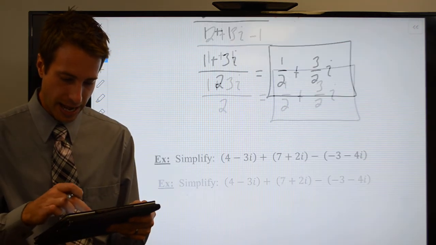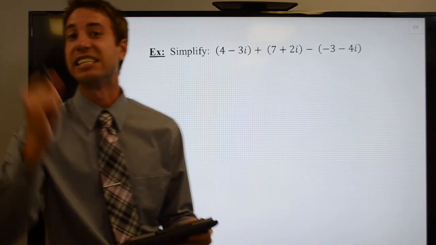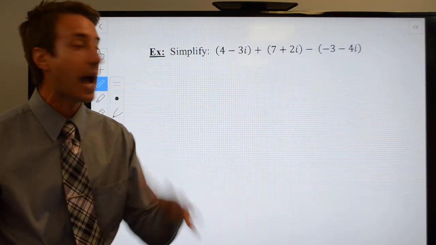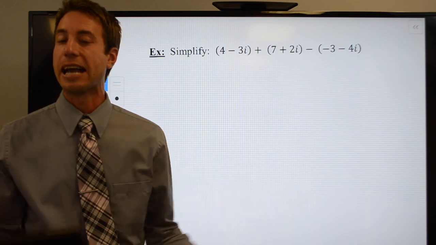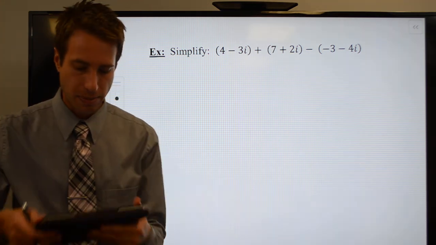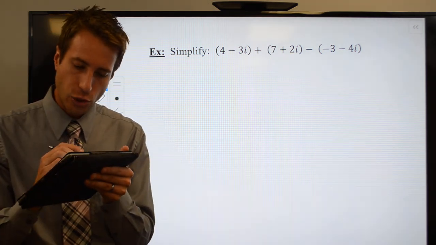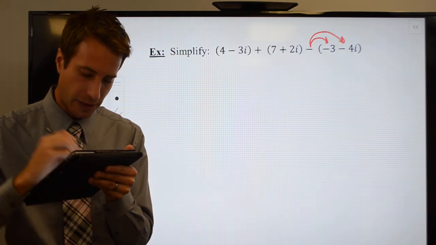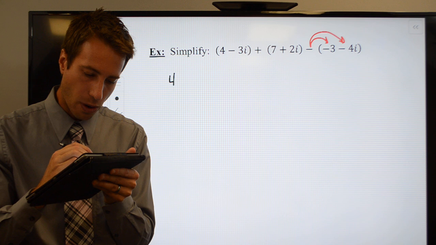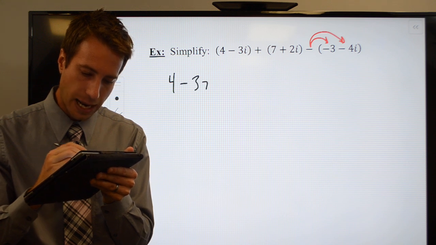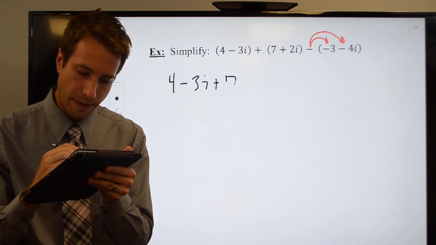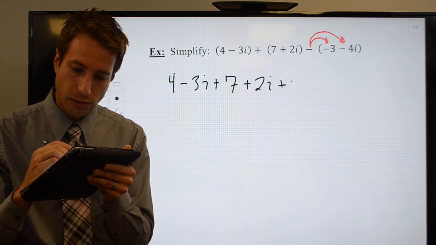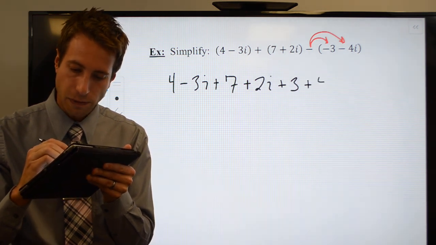Let's see what we've got here next. Awesome, addition and subtraction of complex numbers. So remember, you're going to add and subtract the real parts, add and subtract the imaginary parts. It's just like combining like terms. So let's go ahead and check this out. I got to distribute that minus sign. Don't forget. So I'm going to have 4 minus 3i plus 7 plus 2i plus 3 plus 4i.